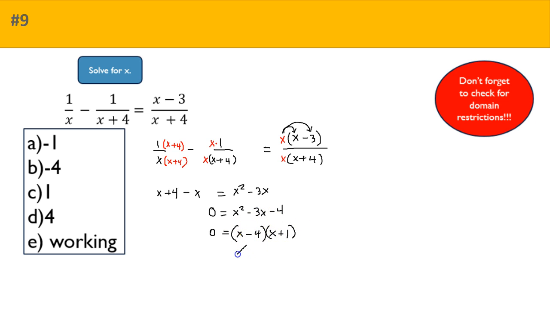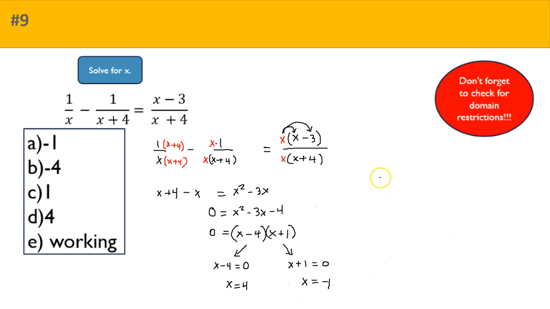All right, and now we're going to use the zero product property. It states that if you multiply two things and the product equals 0, therefore we can assume that either one of these terms is 0. So x plus 1 is 0, or x minus 4 is 0. We solve by adding 4 to both sides. We end up with x is equal to 4, and x is equal to negative 1. Okay, so these are both potential solutions.